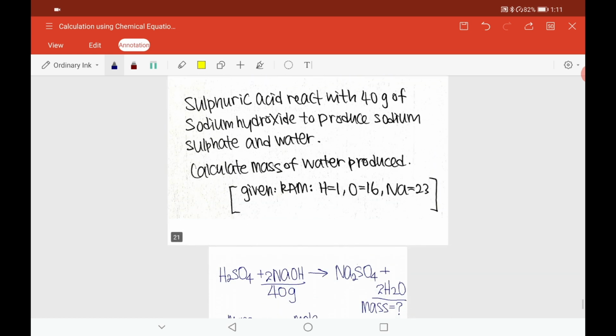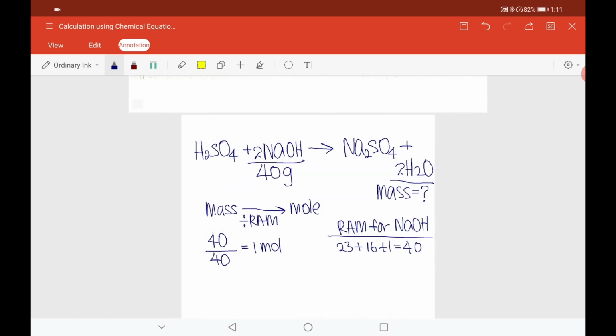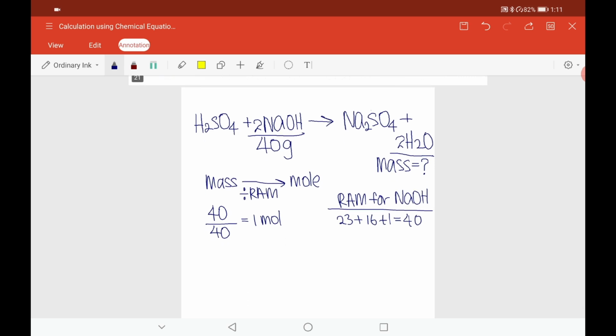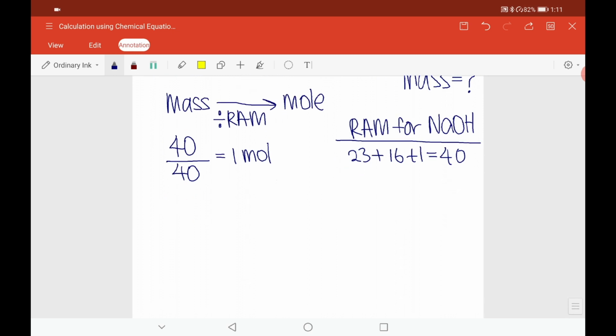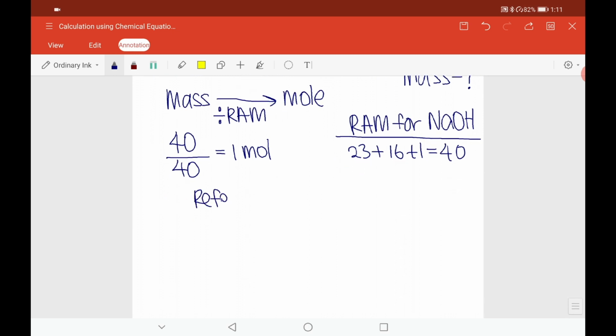So now when we know the mole of one substance, we can find the mole of another substance by using ratio. So now we refer to the ratio. So which ratio are we referring to?